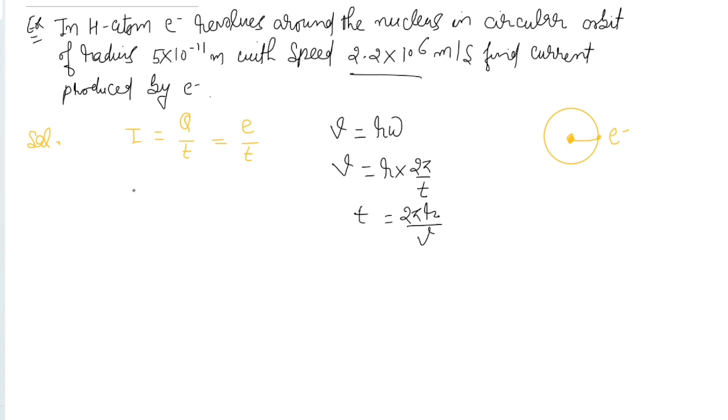तो आप टाइम की वैल्यू यहाँ पे पुट करें करंट की इक्वेशन में. I इक्वल टू e बाय T. T मतलब T is 2πr by v. So this will be 2πr upon v. तो फाइनली आपने करंट यहाँ से कैलकुलेट किया. I is equal to ev डिवाइडेड बाय 2πr. ओके, ये आपने करंट को कैलकुलेट किया. क्या? ev अपॉन 2πr.